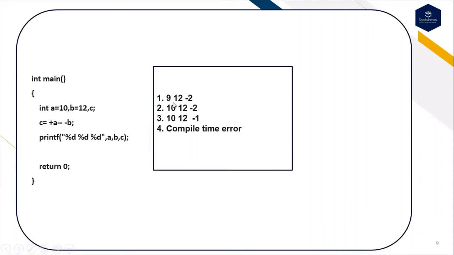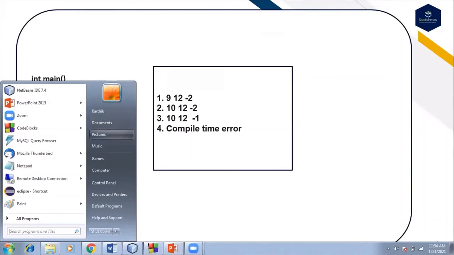These are the following options. It will display the values 9, 12, minus 2. Else the second option is 10, 12, minus 2. The third option is 10, 12, minus 1. And the fourth option is I will get a compile time error. So we'll go with the practical implementation of this code.